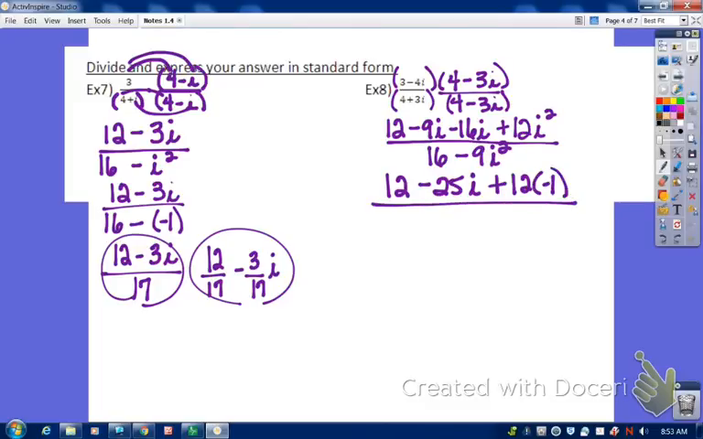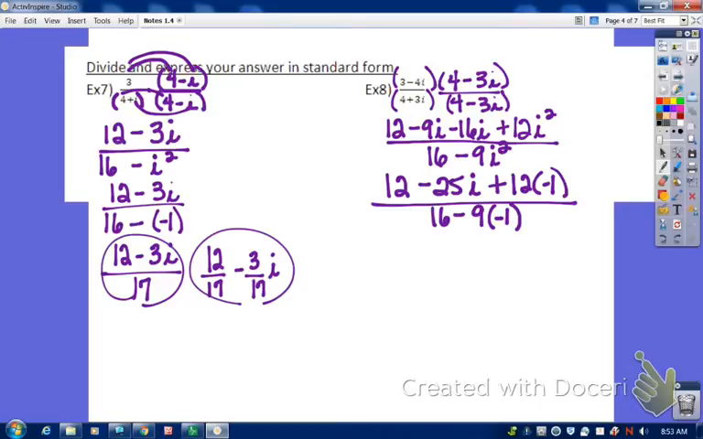Some people will skip that step and they'll say 12 times negative 1 is negative 12. And you'll just write minus 12 there. So as you start to understand what you're doing, as long as you can get the answers right, if you want to start to skip some steps, you can. In the bottom, what are we going to do? We're going to do negative 9 times negative 1.